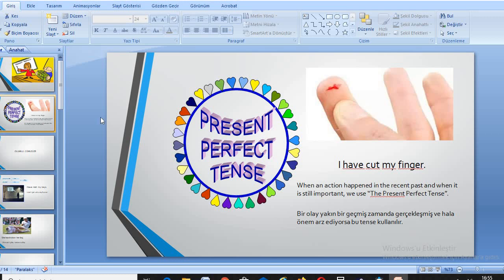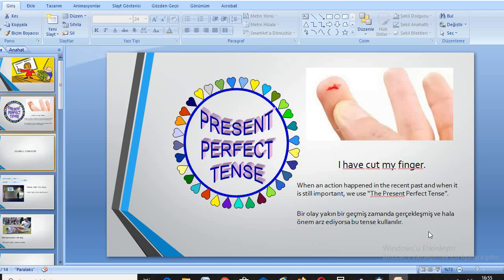We use present perfect tense for actions that happened in the recent past. There are different usages, but one of them is that. Look, what's the problem? I have cut my finger. Look, it's still bleeding. So I've cut it. Yes, it happened in the past, but it's still bleeding. Or maybe it happened in the recent past, a very short time ago. So when an action happened in the recent past and it's still important, we use present perfect tense.